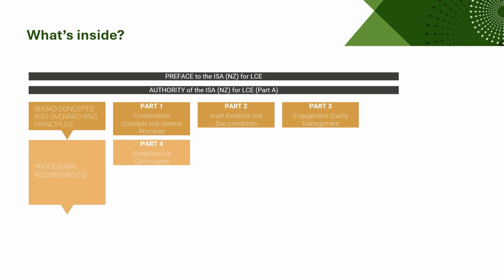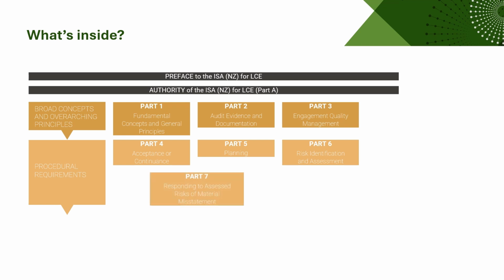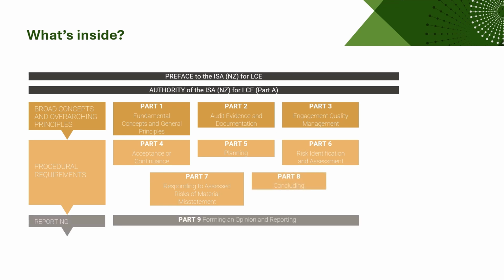Then we get into the procedural requirements. So this is where the audit's undertaken, the acceptance and continuance stage of Part 4, planning in Part 5, then risk identification and assessment at Part 6, then responding to those assessed risks of material misstatement at Part 7, then concluding, and then finally in Part 9, forming the opinion and the audit report.